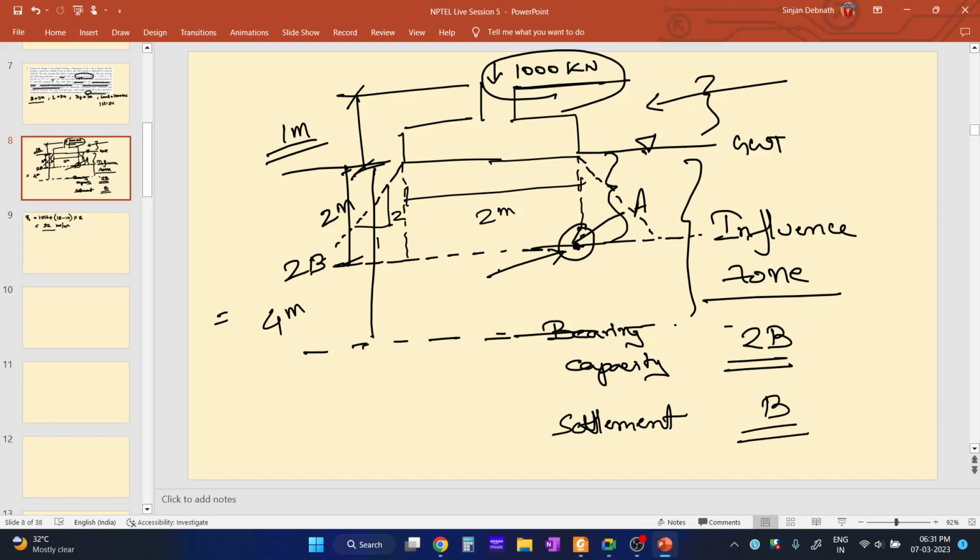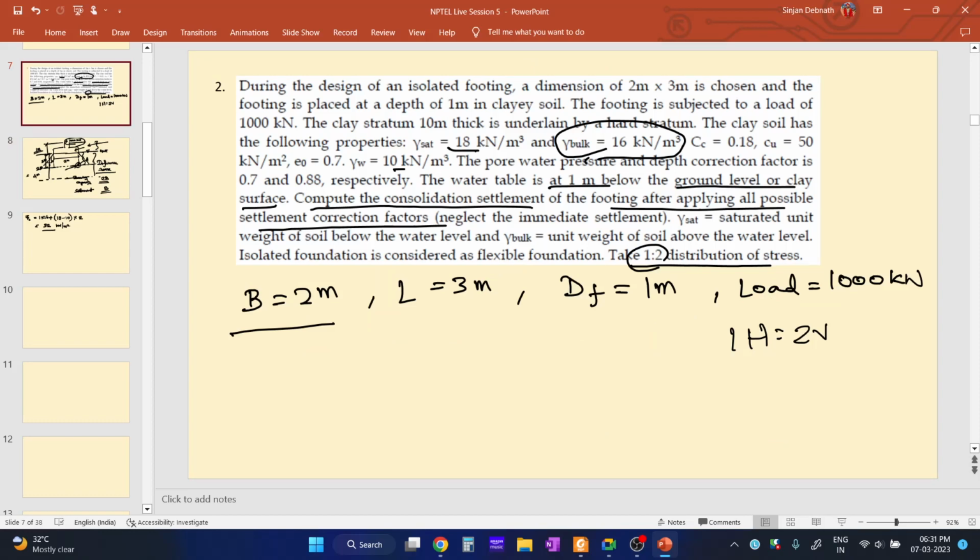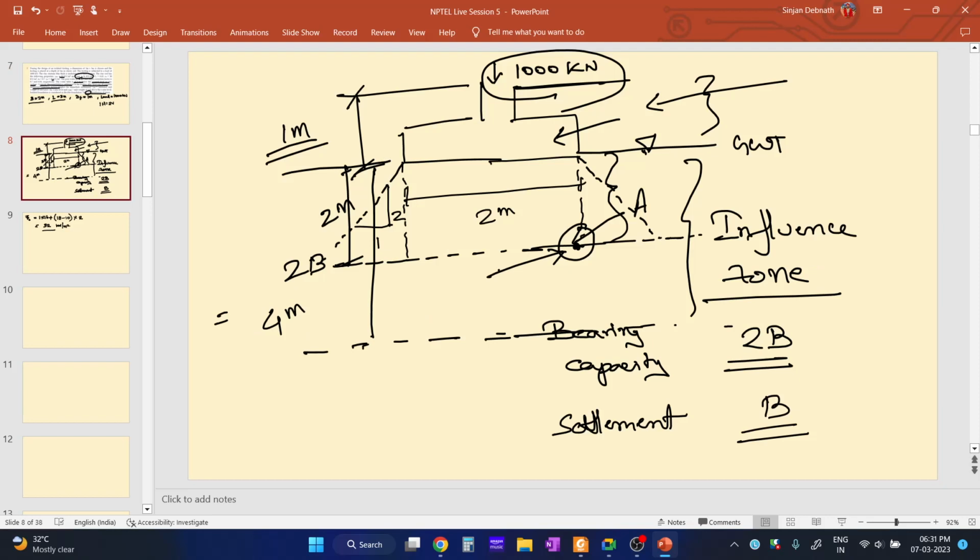See, the stress is distributing like this. This is the footing. The footing is rectangular. I believe it is 2 by 3. 2 meter is breadth and length is 3 meter. This is the footing, and the stress is distributing like this, in a 2:1 ratio, 2 vertical is to 1 horizontal.